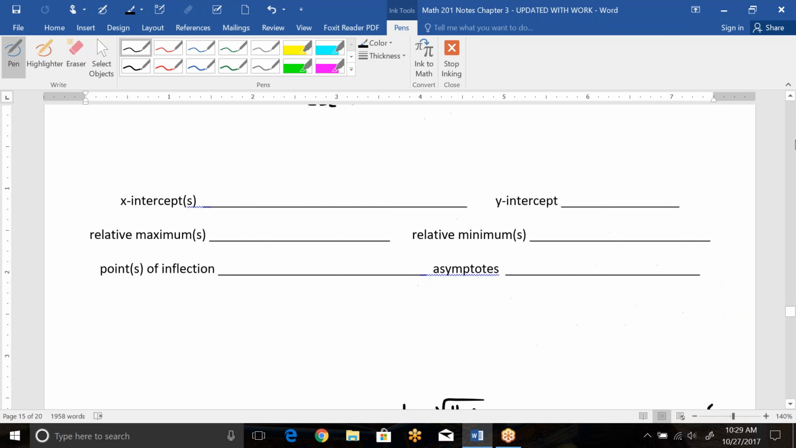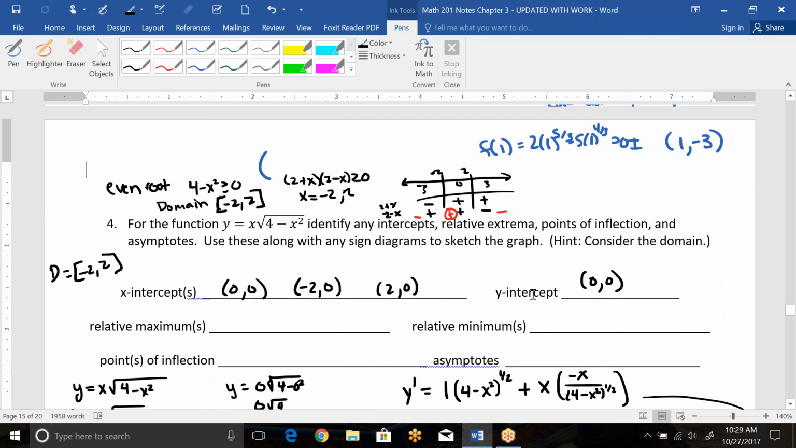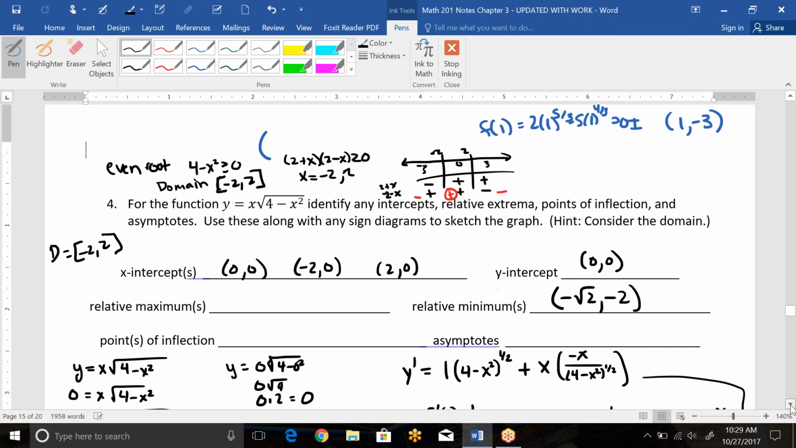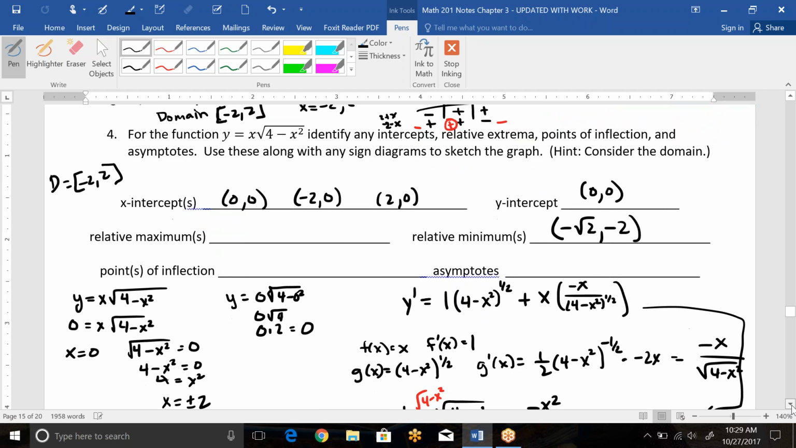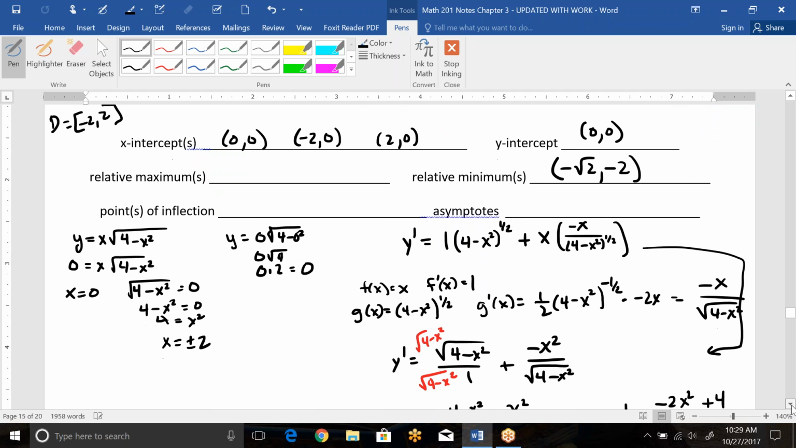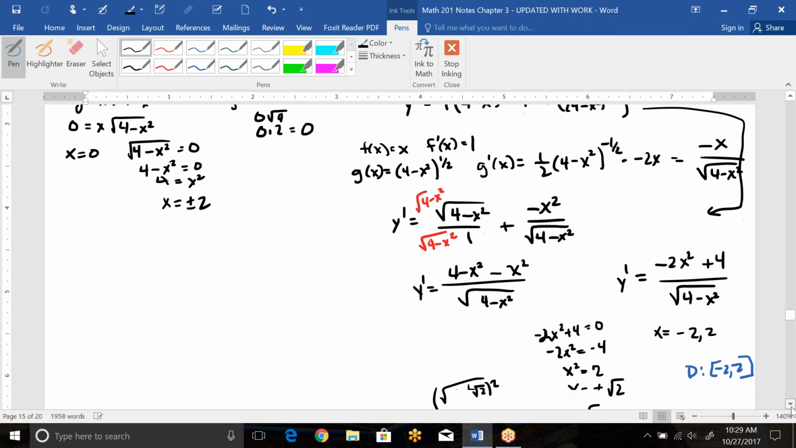So let's go back up and fill it in on the chart. Our relative minimum from this one happened at negative square root of 2, comma, negative 2. Okay, so let's find our relative maximum point, because all we'll have left is the point of inflection, since there are no asymptotes from the original function.